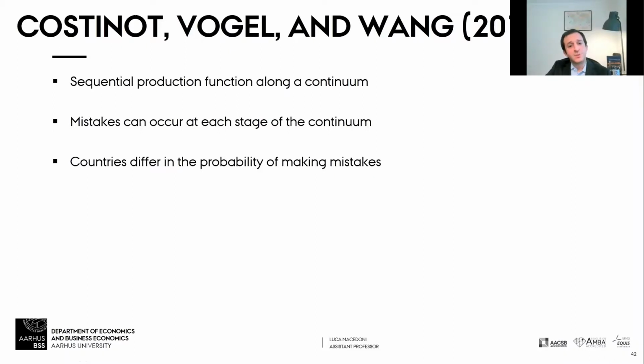So what happens? Well, countries are going to specialize in stages in the production according to the probability of making mistakes. The costs associated with making mistakes at the beginning are very low, because if you make a mistake, you have to discard the product. But if you're at the beginning of the continuum, not much has been done yet. Whereas if you make a mistake at the very last stage, that really sucks, because you have to throw away the whole product.